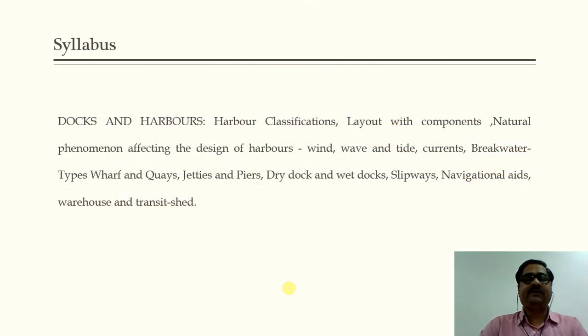The syllabus prescribed by the university comprises docks and harbors, harbor classification, layout with components, natural phenomena affecting the design of harbors, wind, wave and tide, currents, breakwater types, types of wharves and quays, jetties and piers, dry dock and wet dock, spillways, navigational aids, warehouse and transit shed. Out of these, today we are going to see harbor classification and layout with components.